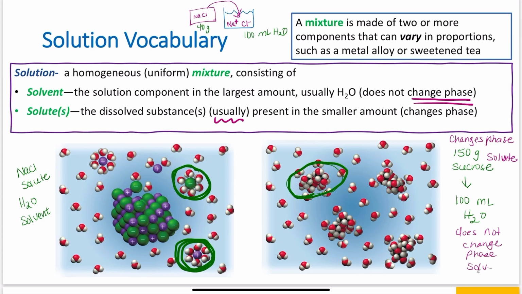Which means this is your solvent. So you do have to think about, are they changing phase? If nothing is changing phase, you go for the amount that has the higher amount of it. If something is changing phase, though, the one that changes phase is your solute. And so you need to understand this terminology in order to be able to continue on with this chapter.